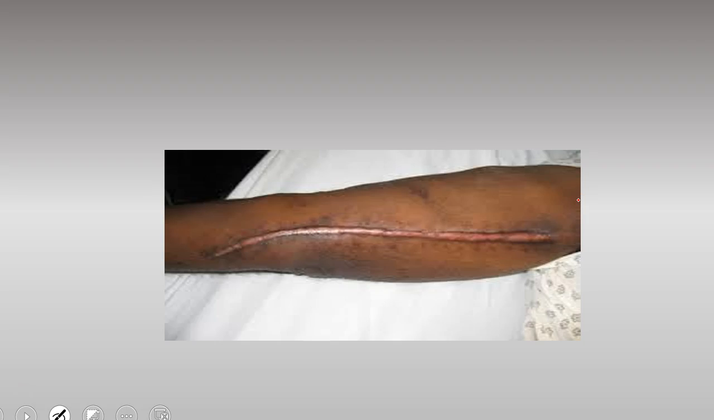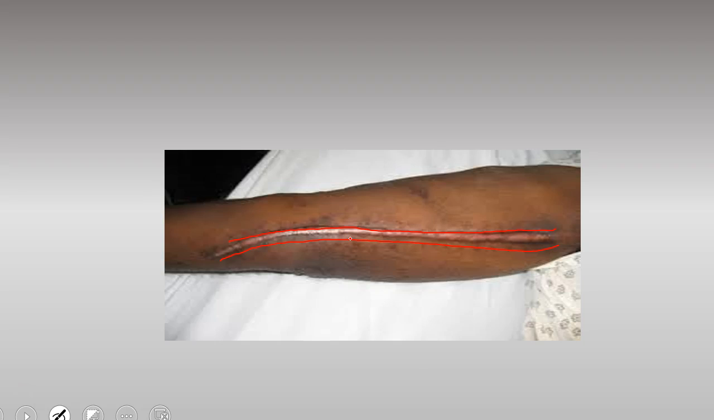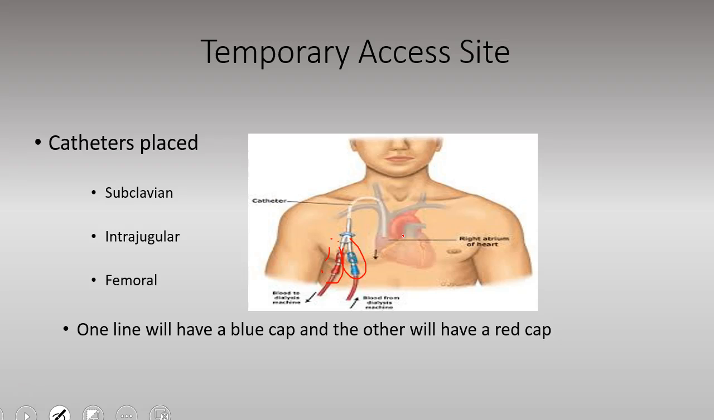This right here is a scar from an AV fistula. Basically they take a vein and an artery and sew them together, and that's what the AV fistula is. For temporary access, it's this red port here and this blue one here, and that's what goes in here. A needle goes here and a needle goes here, and it pulls the blood out, filters it, and puts it back in.